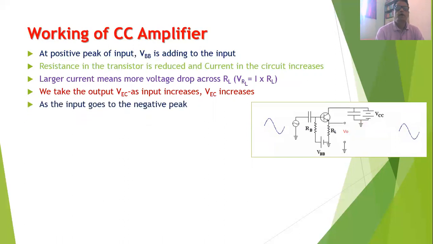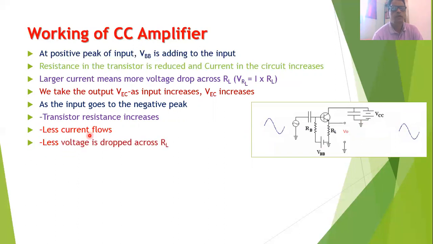Now, when the negative half cycle is applied to the input, you will find that this voltage will be subtracted from the battery voltage VBB. Therefore, the transistor resistance will increase and a smaller amount of current will flow through the circuit. There will be less voltage drop across the resistance RL. That is, you will find that the output will also decrease. So when there is a negative half cycle at the input, at the output also we will get a negative half cycle.